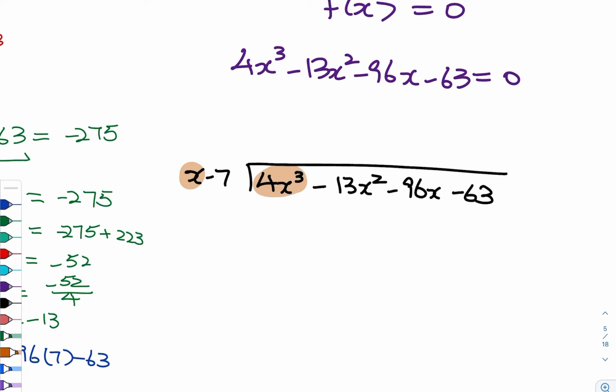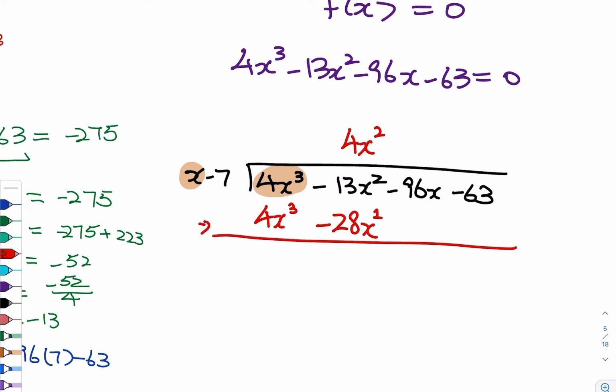X times what is 4x squared? 4x squared. Oh, that was cube. That's why I gave a square. That's 1 here, 2 more. And then negative 7 times 4x squared, negative 28x squared. Both things are done. Draw the line with a hidden minus. 4 minus 4, 0. And then negative 13 minus negative 28, you can get 15x squared.